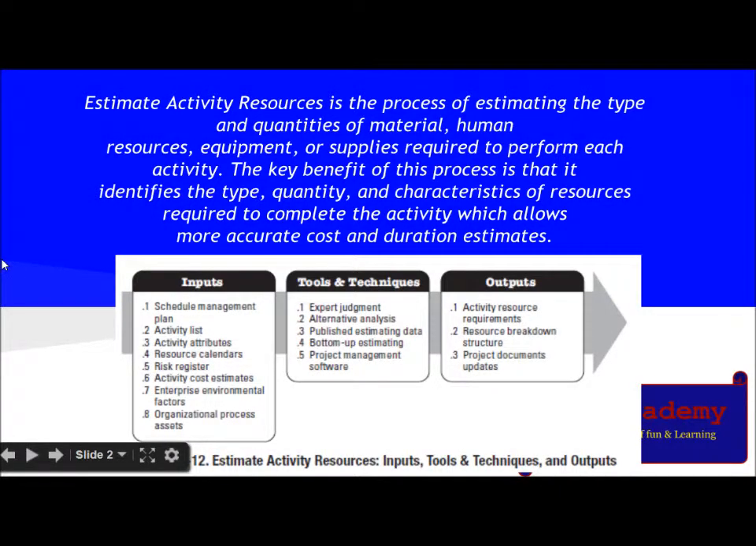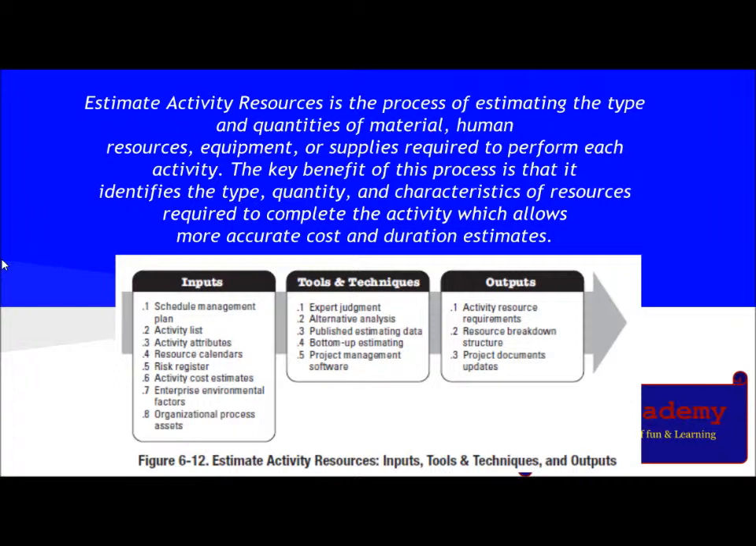Estimate activity resources is the process of estimating the type and quantities of material, human resource, equipment, or supplies required to perform each activity. The key benefit of this process is that it identifies the type, quantity, and characteristic of resources required to complete the activity, which allows more accurate cost and duration estimates.